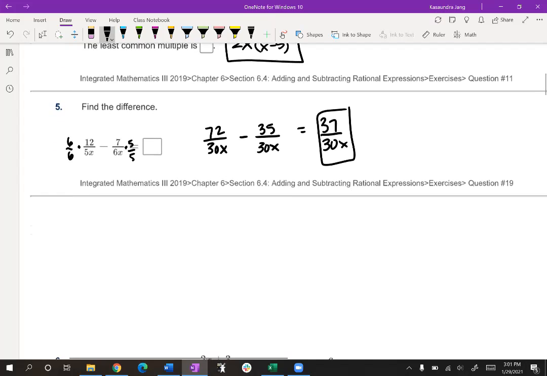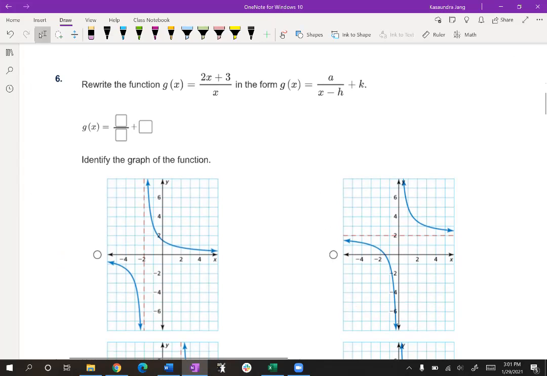Okay, so on to number 6. Rewrite the function g of x, this fractional function. They want it in this other form. So there are basically 3 options. Option number 1, I could do the x under each of the parts of the numerator. I could do 2x divided by x plus 3 divided by x, which if I reduce it down, I get a 2 plus 3 over x. Okay, so that's one of my options.